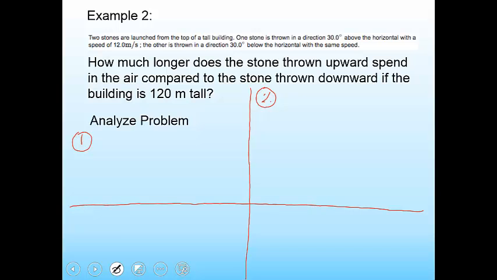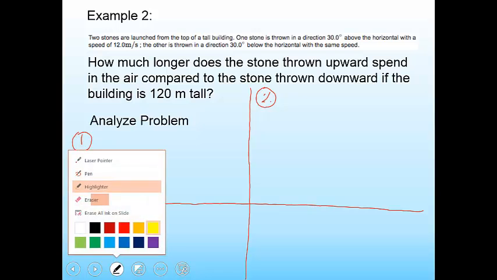It's just, what did I do that for? You guys, not a highlighter, eraser.